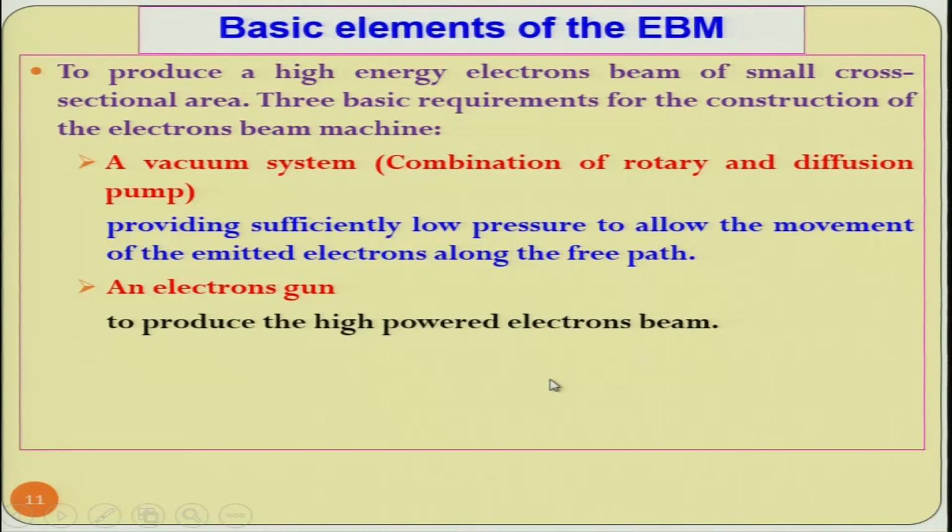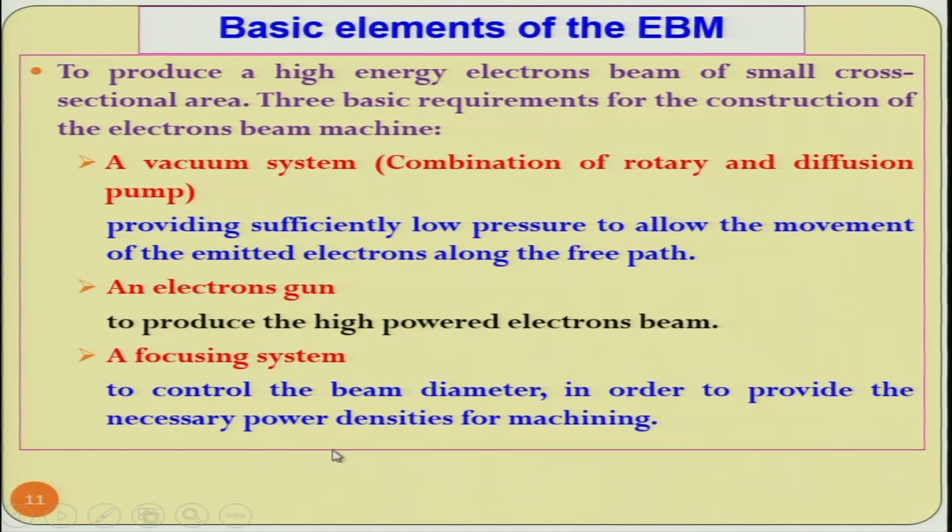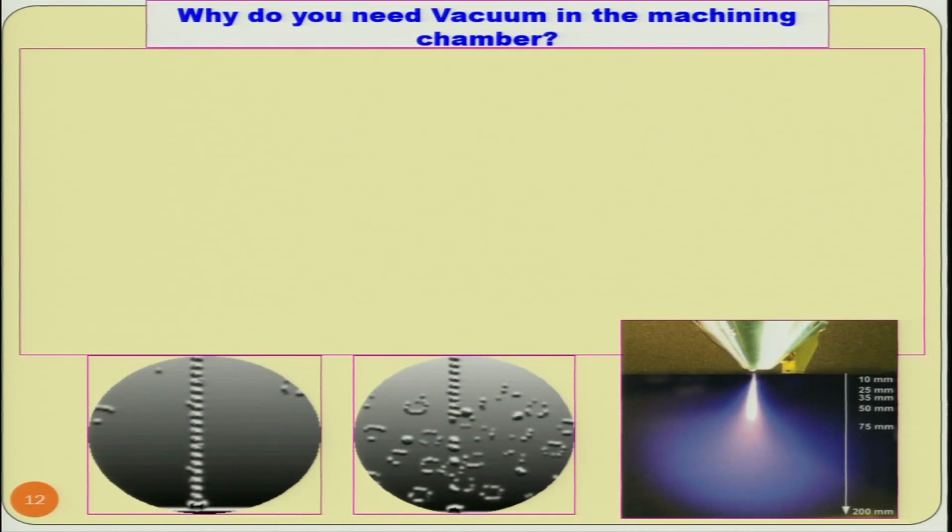Second, an electron gun to produce a high powered electron beam, and third, a focusing system to control the beam diameter in order to provide the necessary power densities for machining purposes. Because, as I mentioned in the beginning, you can machine metallic components as well as non-metallic components, electrically conducting or electrically non-conducting. All kinds of workpiece materials can be machined by this. However, you have to choose the right values of the parameters, so that you can correctly machine the desired workpiece.